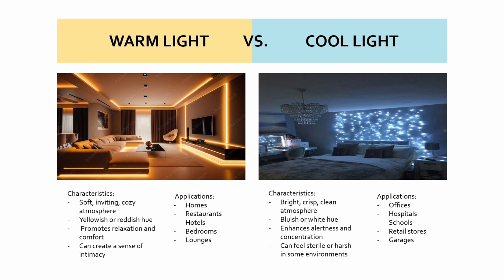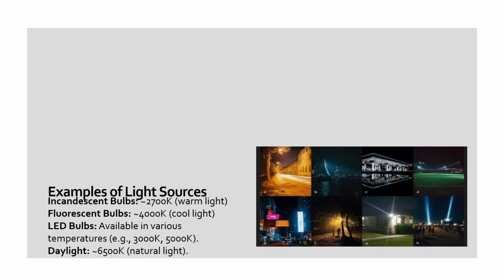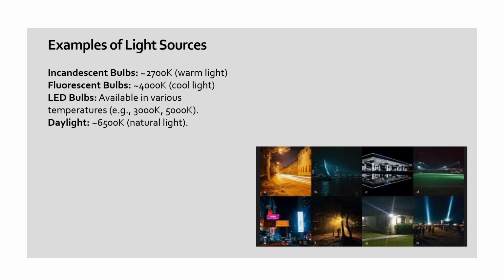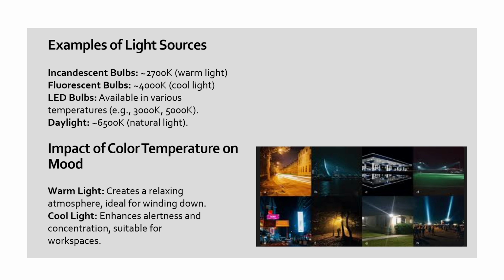Now that we've established the basics of color temperature and its impact on ambience, let's look at some real-world examples. This slide showcases different light sources and their typical color temperatures, along with their effect on mood. First, let's examine the common light sources listed here. Incandescent bulbs with a color temperature around 2700 Kelvin emit a warm, yellowish light, often associated with a cozy and relaxing atmosphere.